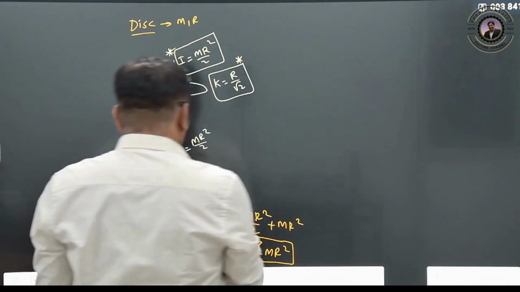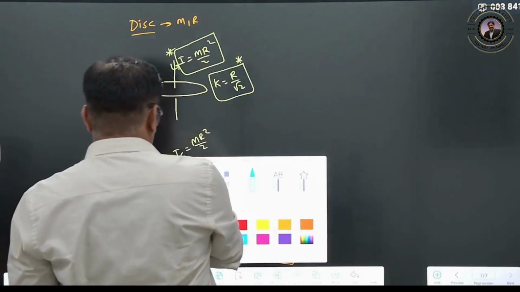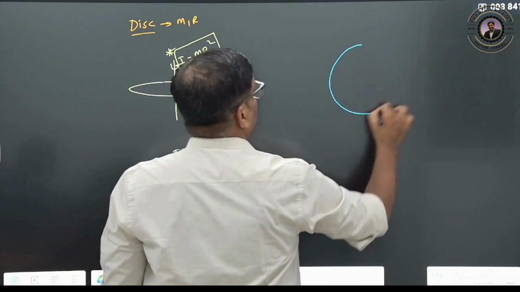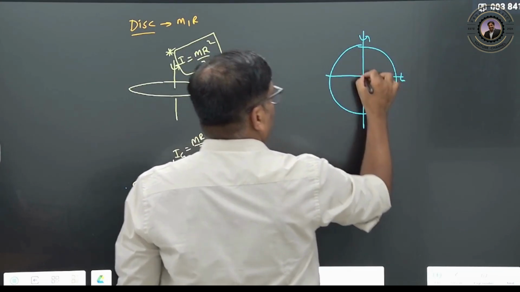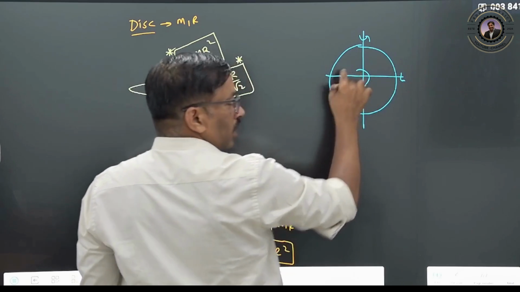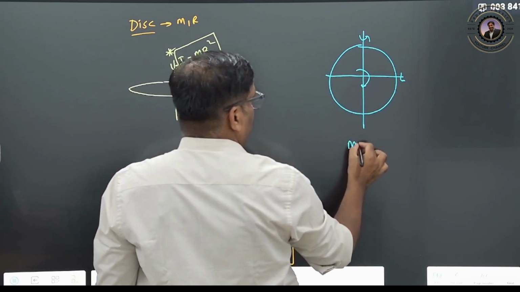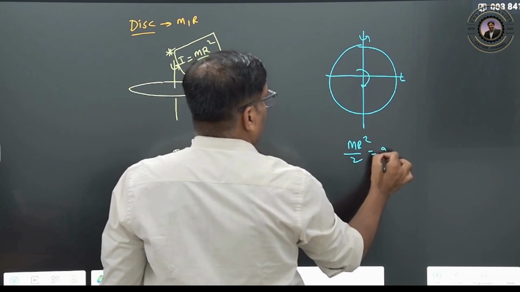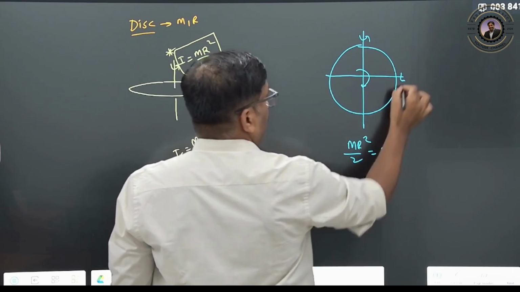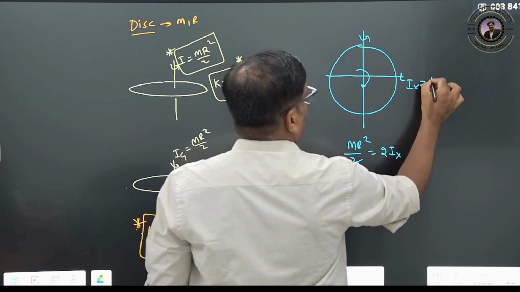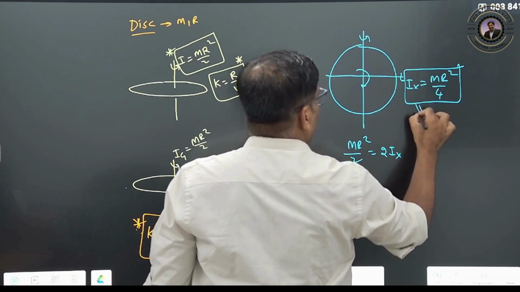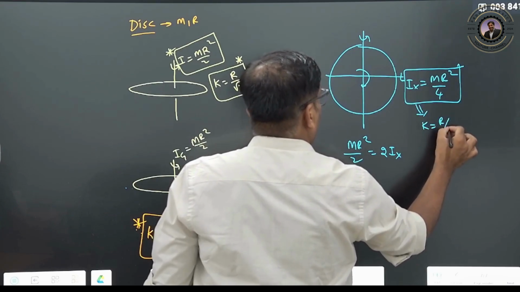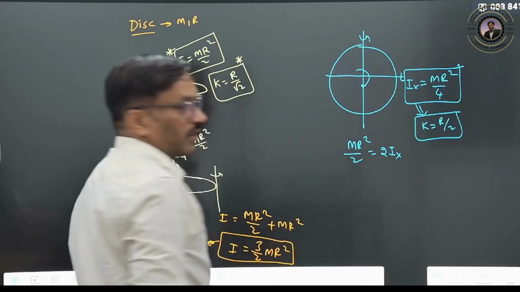Now along the diameter, again the same thing, both are the same. Here MR squared by 2 will be 2 times your Ix. Therefore, Ix will be equal to MR squared by 4. What is your radius of gyration now? R by 2 will be your radius of gyration.